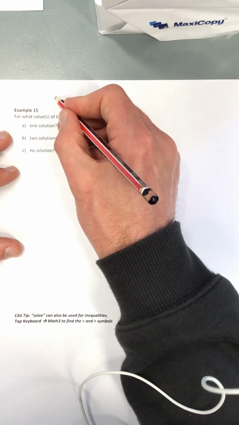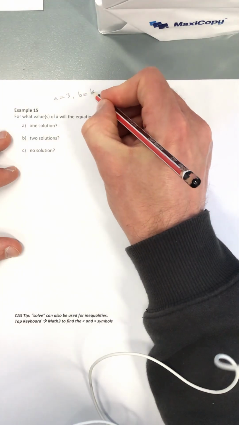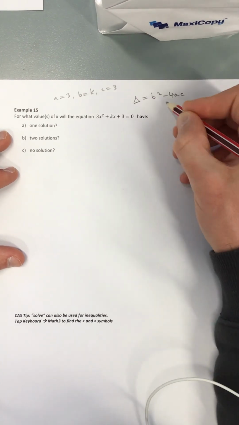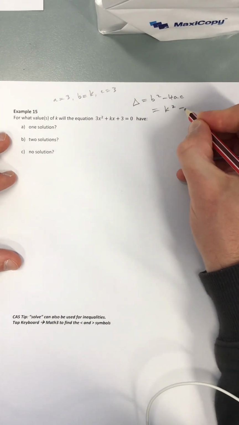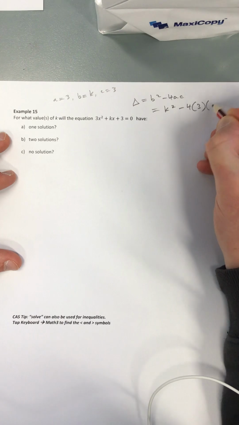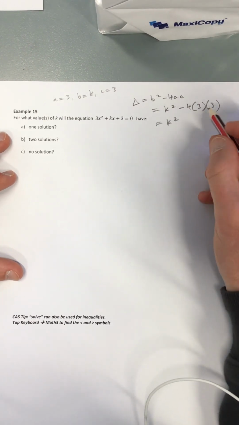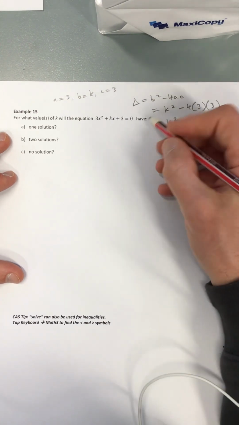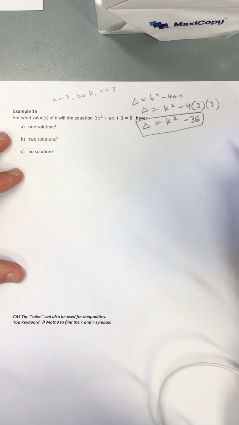So here we've got a equals 3, b equals k, and c equals 3. And of course our discriminant is b squared minus 4ac, which is k squared minus 4 times 3 times 3, which is k squared minus 4 times 3 is 12, times 3 again is 36. So k squared minus 36. So that's our equation for the discriminant.